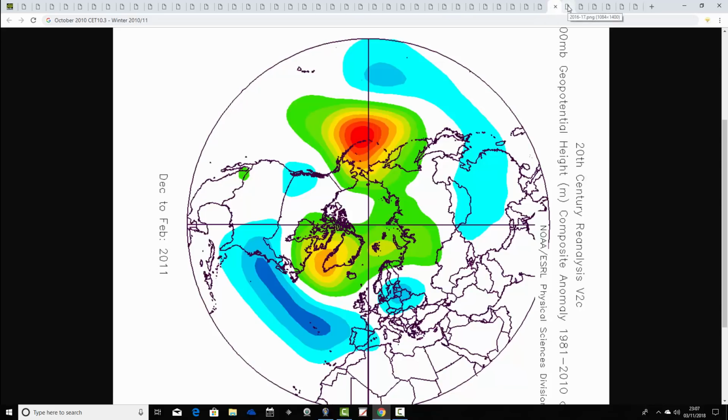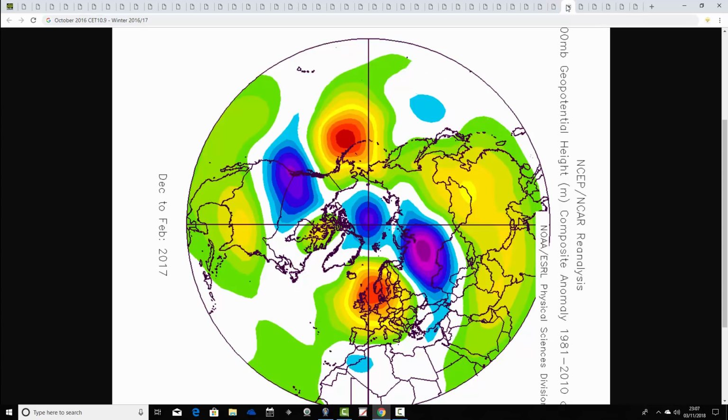October 2010 looks like this with a CET of 10.3, and of course the winter of 10-11 has that strong blocking signal around Greenland, below average heights to the south. It has the December to remember, the coldest December since 1890 in December 2010. And finally, the last year for this analogues package is October 2016 with a CET of 10.9.